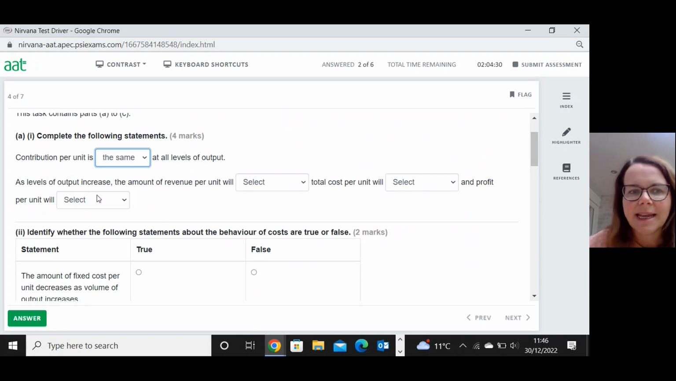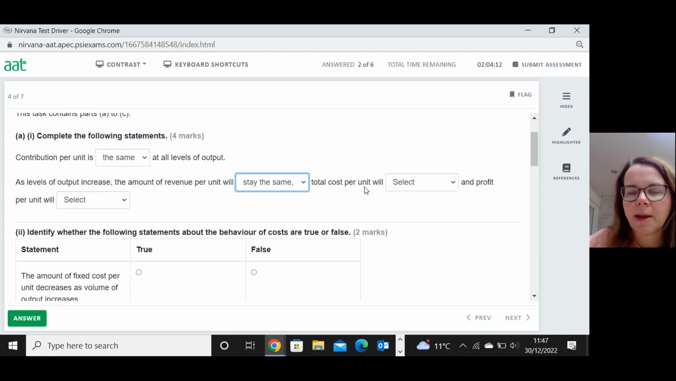As levels of output increase, so as we make more, the amount of revenue per unit will, we just talked about that as part of contribution, so stay the same.